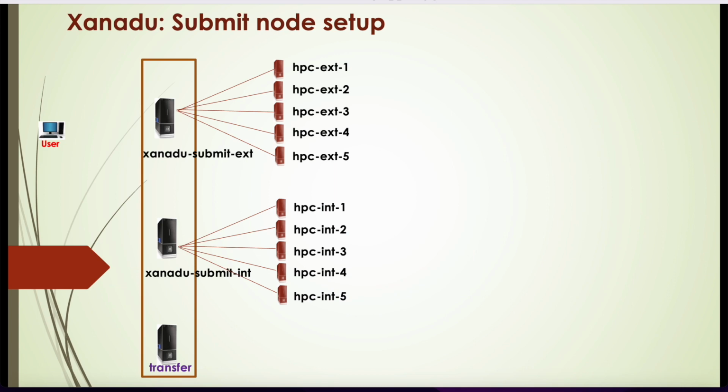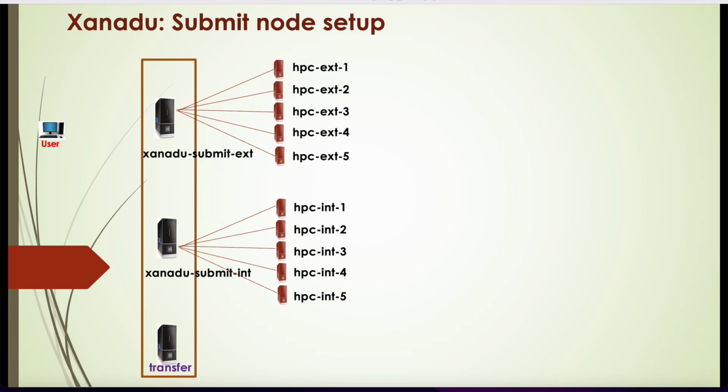When we're trying to connect as a user from our local machine, our aim is to establish a connection to either Xanadu Submit External, Xanadu Submit Internal, or the transfer node. Now, I mentioned in previous videos that Xanadu Submit External is further split into 5 virtual nodes. The same is true of Xanadu Submit Internal. There are 5 virtual internal nodes.